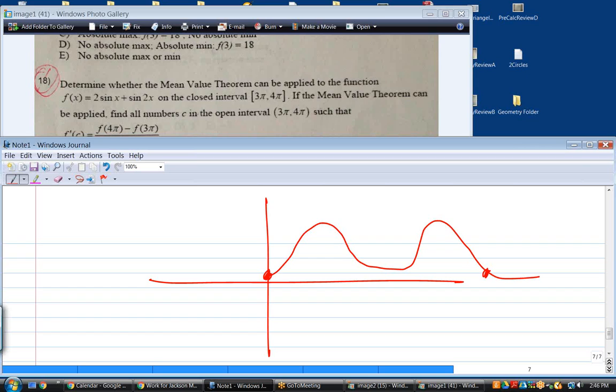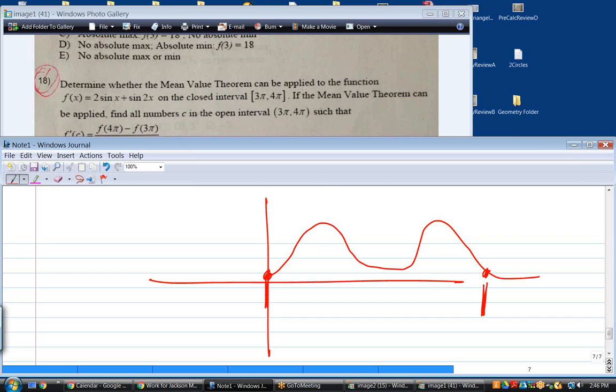Rise over run. So it'd just be 0? Yeah, the rise is 0. I don't care what the run is. If the rise is 0, the average rate of change is 0. What that's saying is that somewhere between those 2 points, there is a slope of 0.